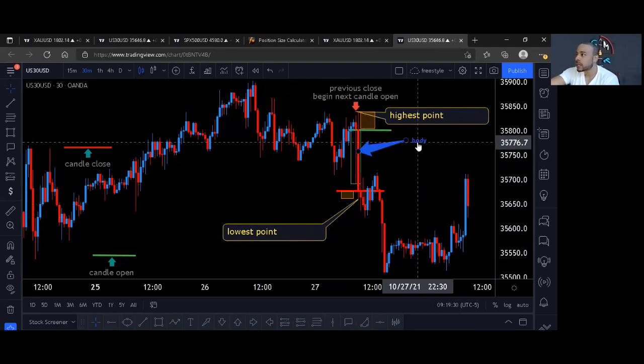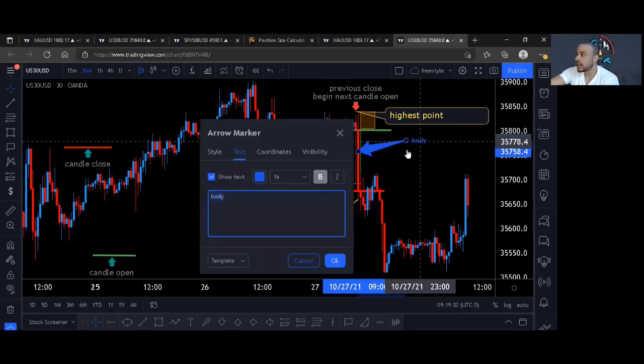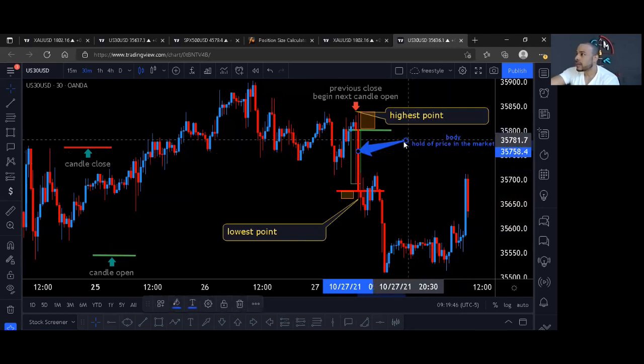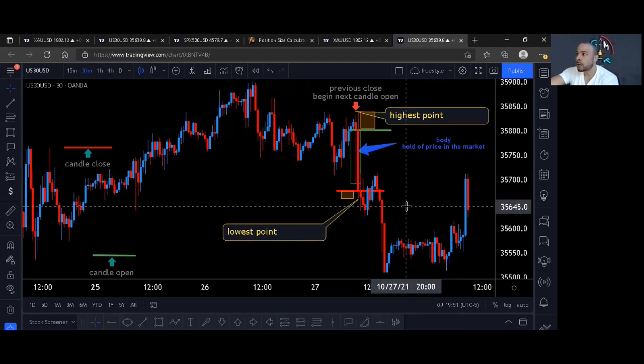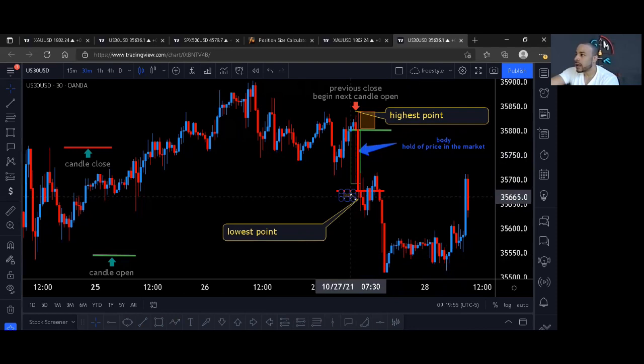Very crucial when it comes to the body of a candle. This is the hold of price in the market. When you see the body of a candle like that, that's price being able to hold in the market because that candle was solid. And so now we got these wicks here and we just deciphered our candle.